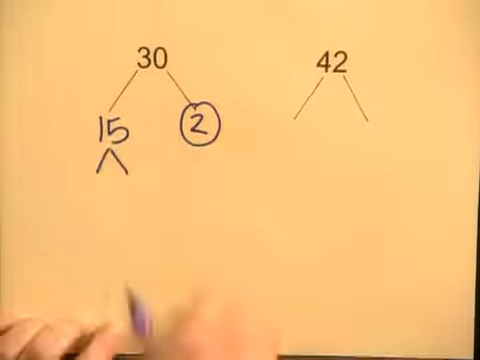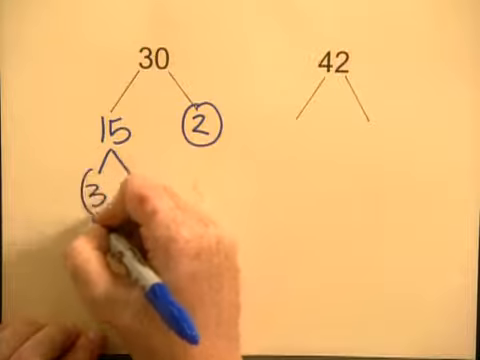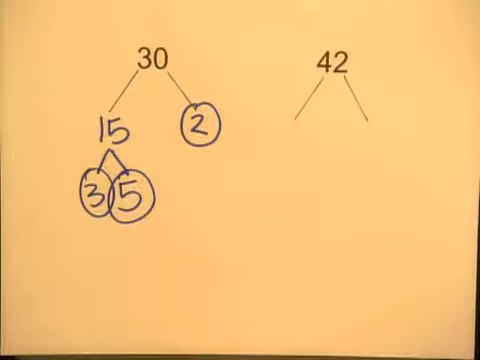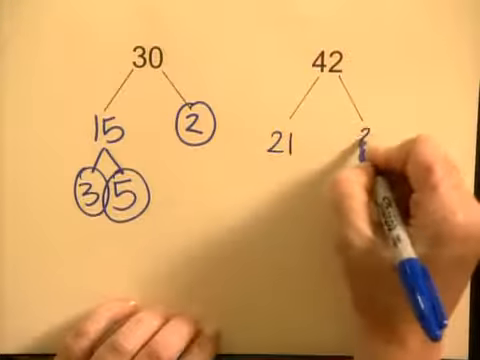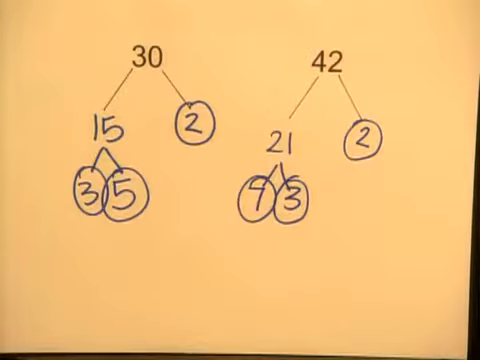Two numbers we can multiply together to get 15. 3 and 5. Are those both prime numbers? Yeah. Great. Two numbers we can multiply together to get 42. 21 and 2. Two numbers we can multiply together to get 21. 7 and 3. Both prime numbers. Do you see any numbers that are in both lists?